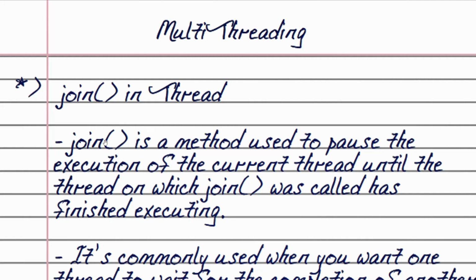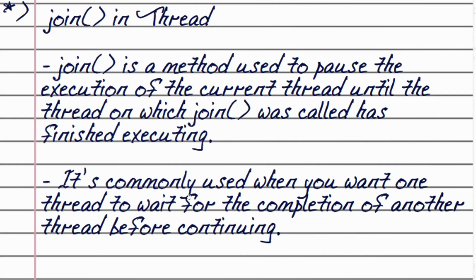So let's start. Join is a method used to pause the execution of the current thread until the thread on which the join method was called has finished executing. The purpose of the join method is to put the threads into a temporary waiting state. It's commonly used when you want one thread to wait for the complete execution of another thread before continuing.